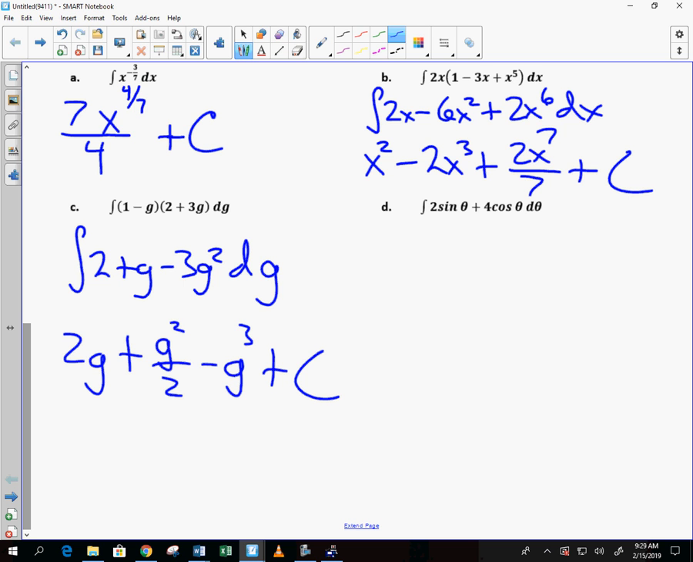I'll show you the test from last year. Antiderivative of 2 sine of theta. Negative 2 cosine of theta. Good. Antiderivative of 4 cosine of theta. Plus 4 sine of theta. Nice.